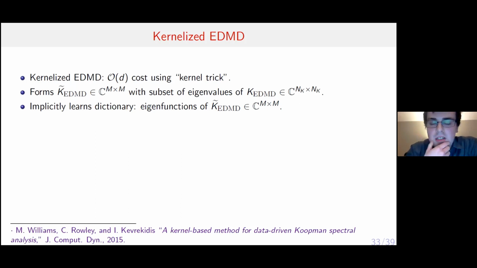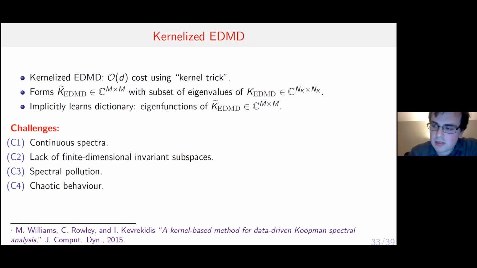Okay, that's all very well and good, but this kernelized EDMD still suffers from the same issues that we saw before, for example, spectral pollution, and in fact, probably even more so because there's not necessarily robustness guarantees when you apply the kernel trick. So you have challenges of continuous spectra, lack of finite dimensional invariant subspaces, spectral pollution, and also chaotic behavior. The good news is that you can use ResDMD and combine it with kernelized EDMD to overcome these challenges.